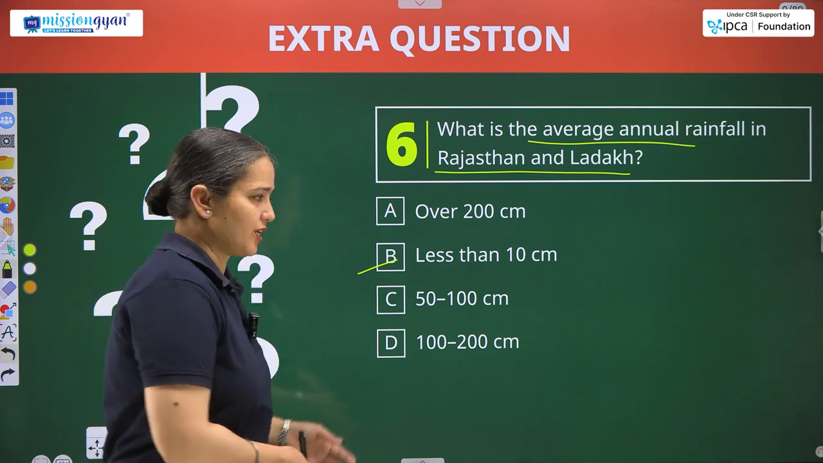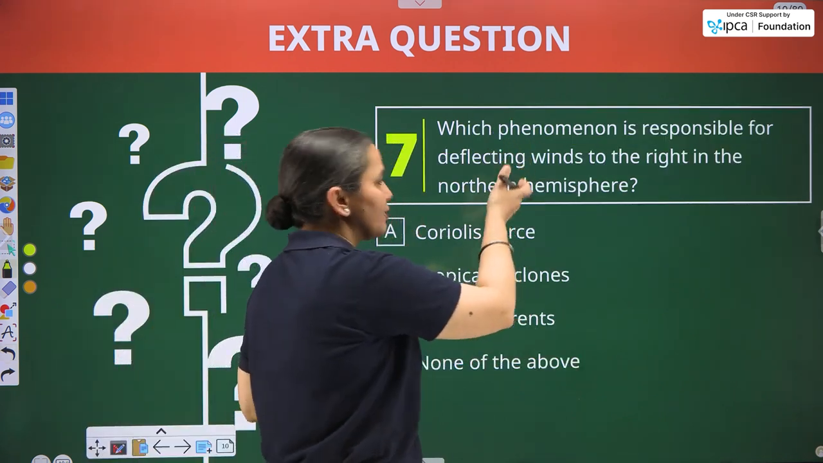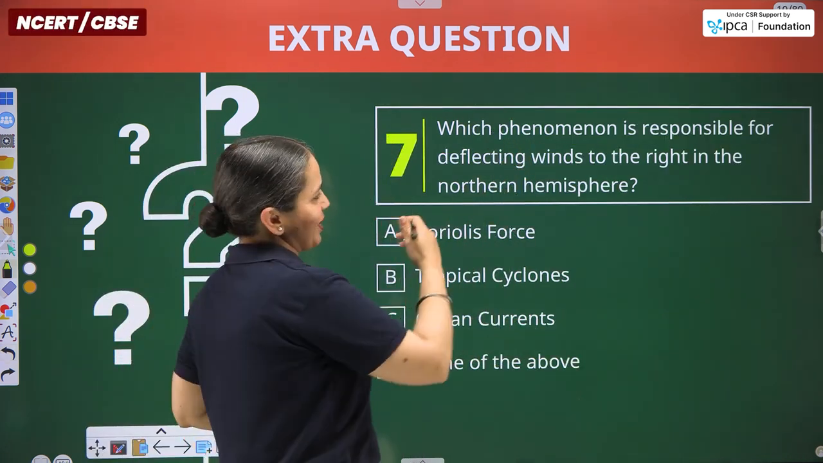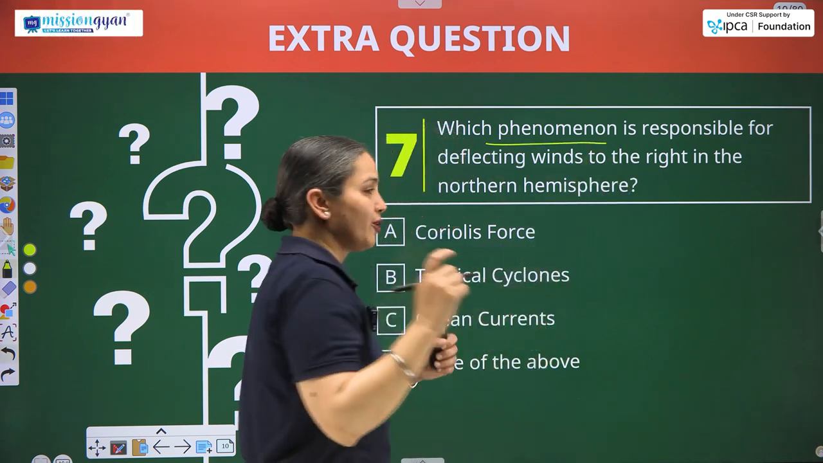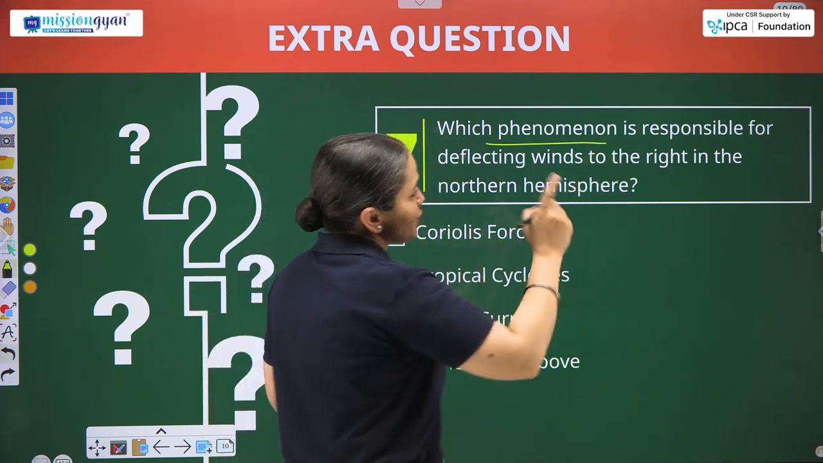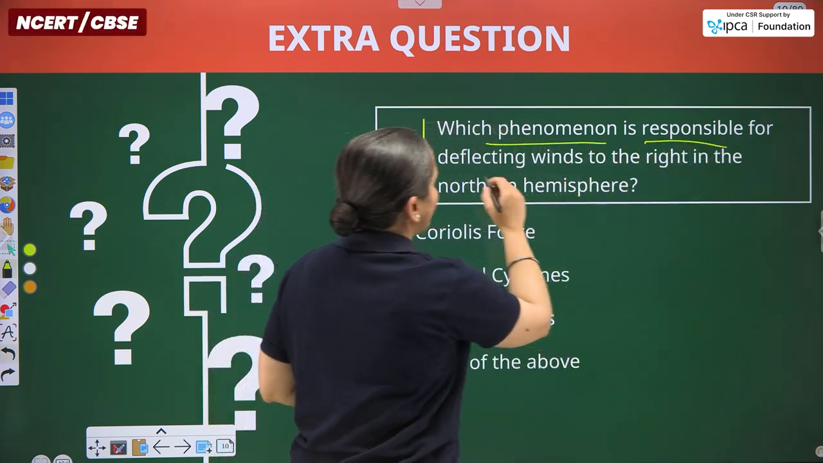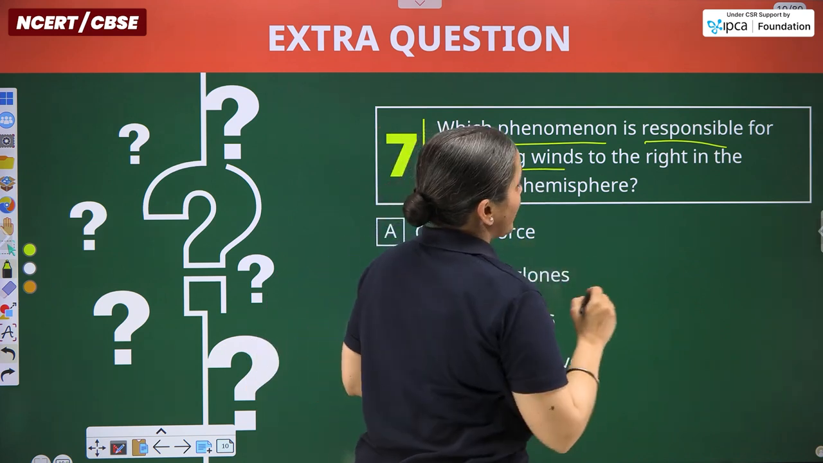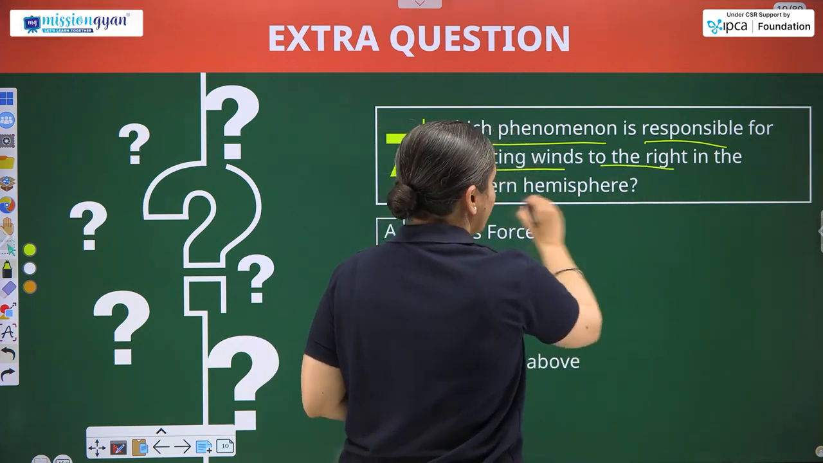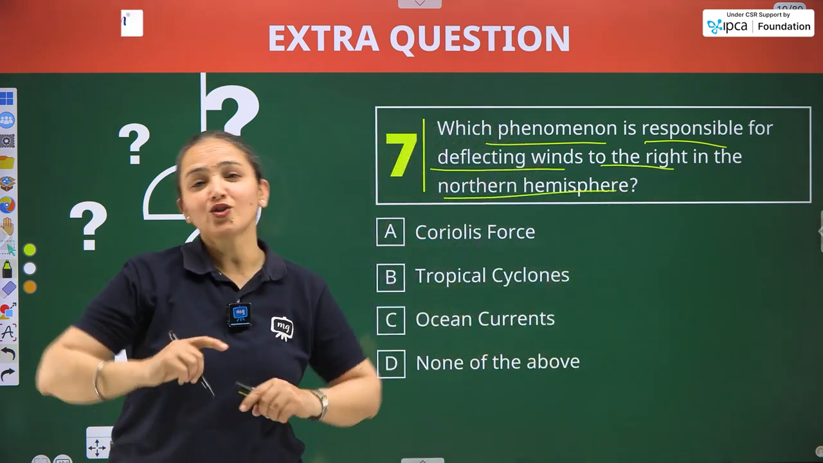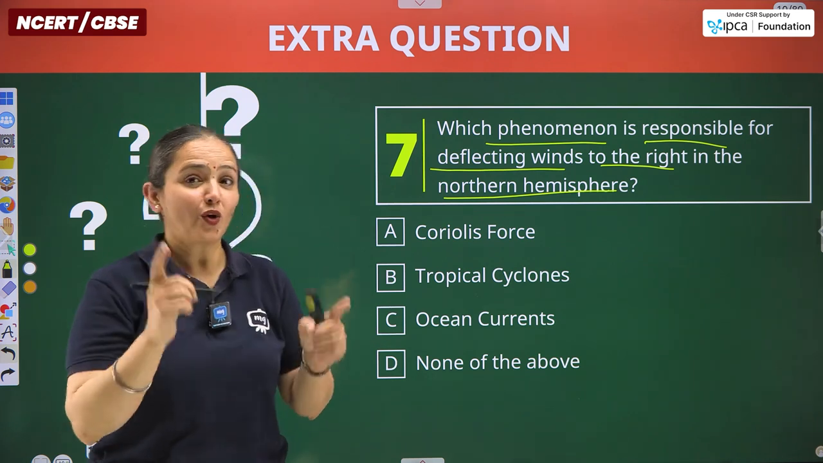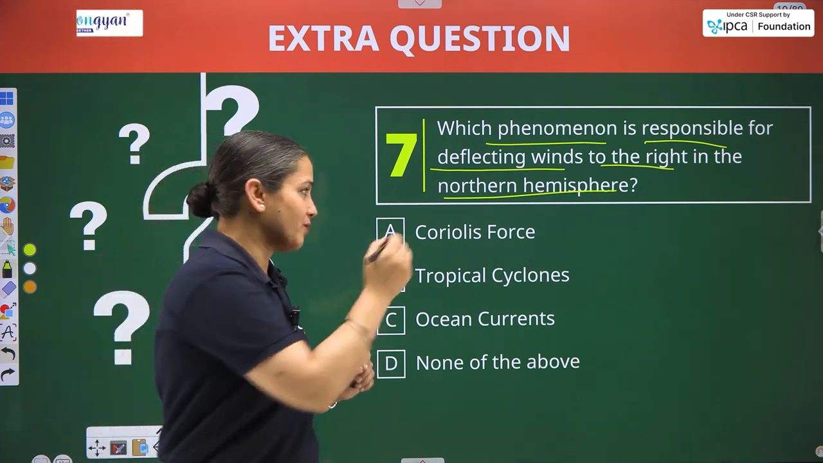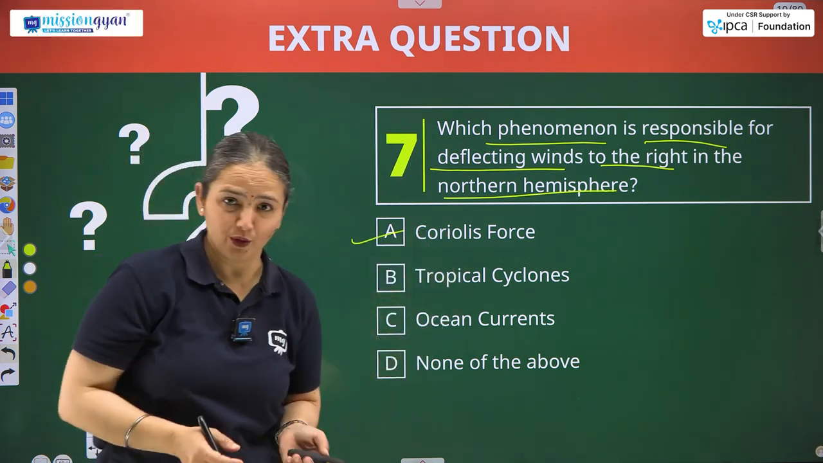So next question is answer number 7. Before that, we have to discuss the question as well. Which process is responsible for deflecting winds to the right in the northern hemisphere? Another question, to the left in the southern hemisphere, because the answer will be the same, that is Coriolis force.